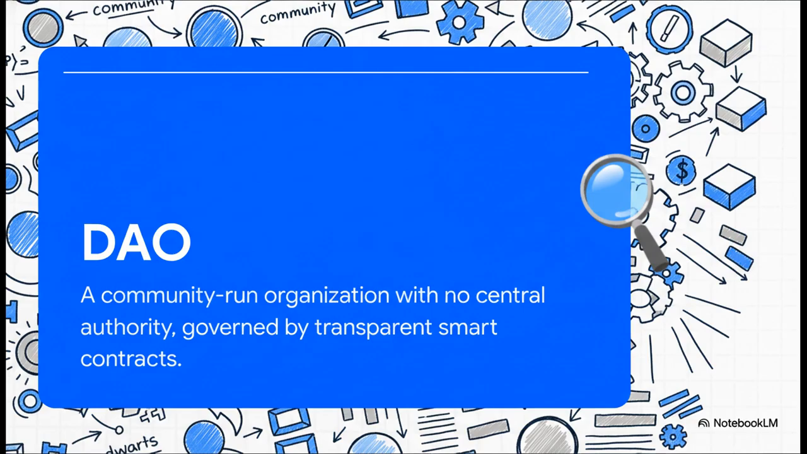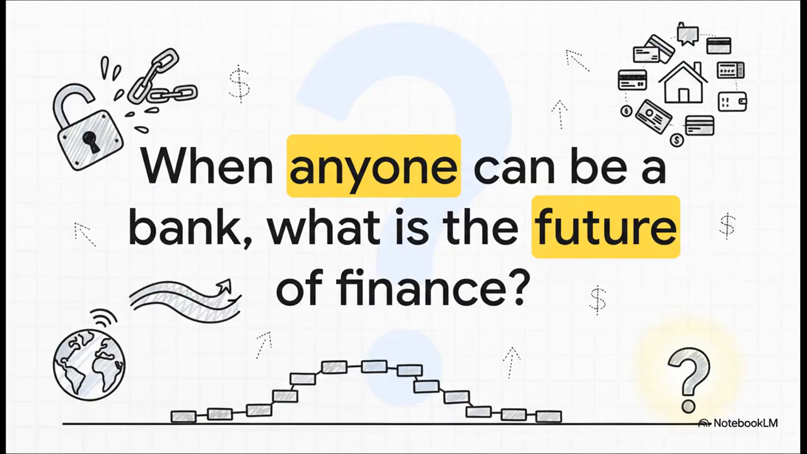Pretty wild, right? And that leaves us with one final massive question to think about. We've just walked through a world where transparency is king, where code replaces confidence in people, and where literally anyone with an internet connection can build and become their own bank. So if that's the world we're heading into, what does the future of finance even look like?